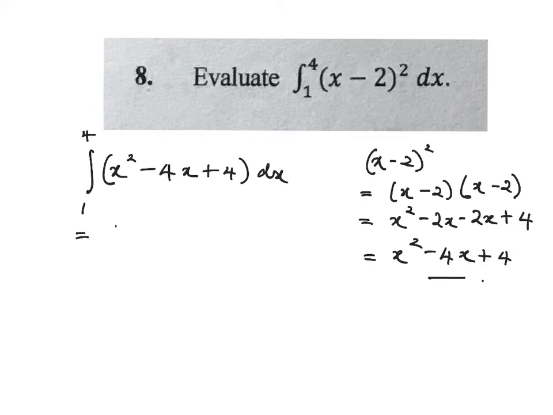Increase the power by 1, divide by the new power. Increase the power by 1 and divide by the new power. Now 4 divided by 2 is 2, so I can change that 4 to a 2. Plus 4x, we don't need a constant of integration because it's a definite integral.